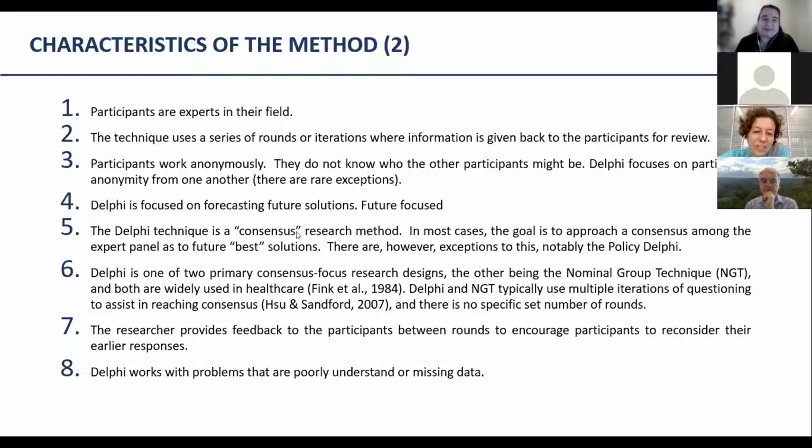The Delphi technique is a consensus research method. In most cases, the goal is to approach a consensus among the expert panel toward a best future solution. There are, however, exceptions, notably the policy Delphi. For example, for us, the important thing is the dissensus, the difference of opinion. About your question, if we ask our friends, maybe they think the same as us. So if you have another community of experts who think differently, it's important to ask them. It's not just our friends, 10 or 15 friends. We have to look for different opinions, opposite opinions too.